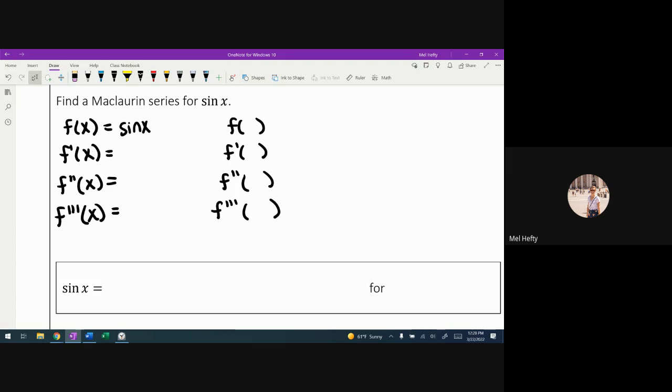All right, what's my first derivative of sine? What's the next derivative? What's the next derivative? What's the next derivative? Yeah, it's just cycles. All right, what should I be plugging in? What's my center? How's your unit circle doing?